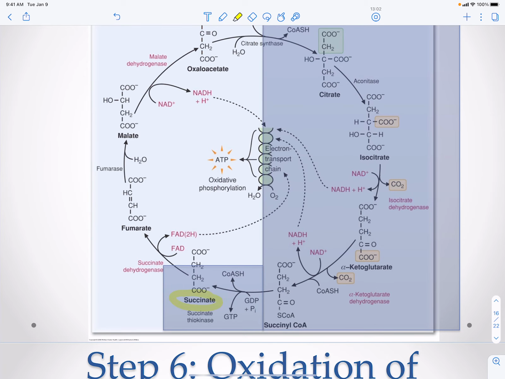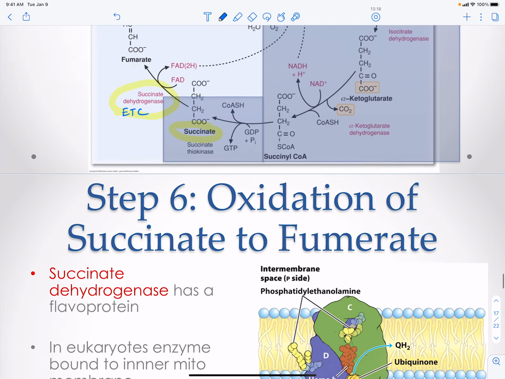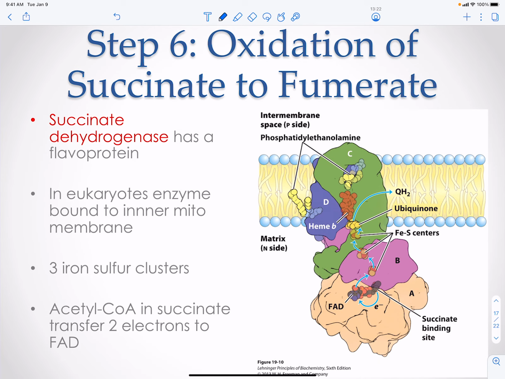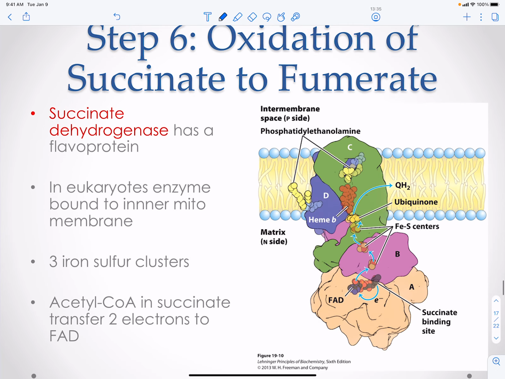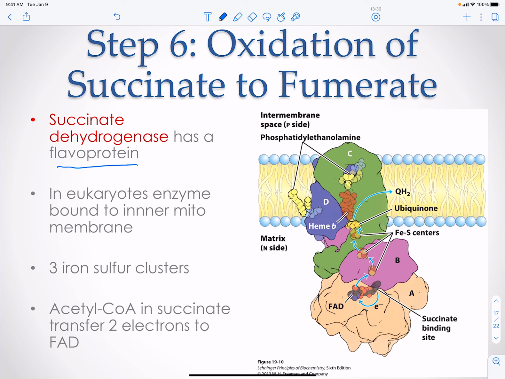Now we have succinate, and then succinate is going to donate some hydrogen, some electrons to succinate dehydrogenase. And succinate dehydrogenase is actually part of the electron transport chain. And then after we donate those electrons to the electron transport chain in the form of FAD, which we'll talk about when we talk about the electron transport chain, we are going to generate fumarate. So succinate dehydrogenase has a flavoprotein. It's FAD.